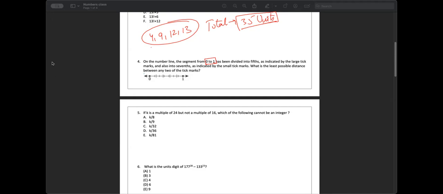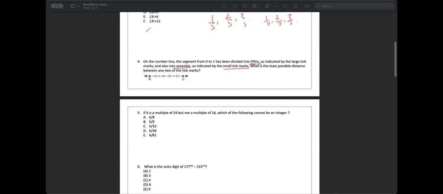Okay. So fourth question. On the number line, the line segment from 0 to 1 has been divided into fifths: 1/5, 2/5, 3/5, 4/5, and 5/5, so five marks, as indicated by the large marks, and also into sevenths like 1/7, 2/7, 3/7, and so forth, as indicated by small tick marks.